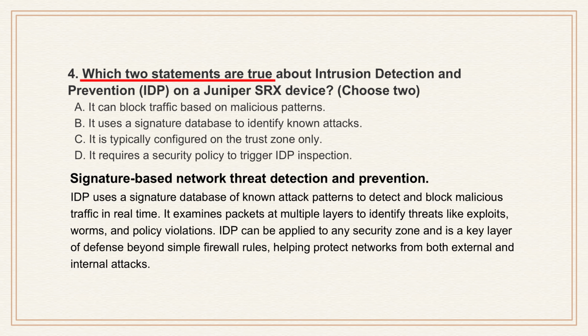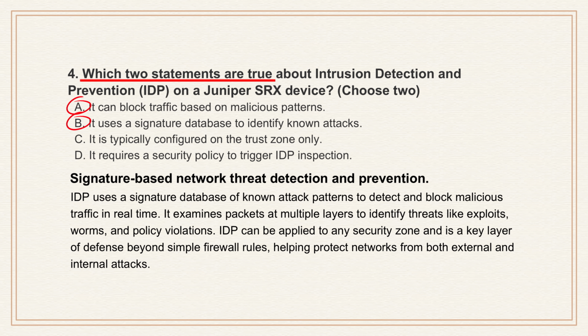So IDP is indeed powerful. The 2 true statements are, 1, it can block traffic based on malicious patterns it detects. Okay, so it's prevention, not just detection. Right, it can actively intervene. And 2, it primarily uses a signature database to identify known attacks. Signatures, like digital fingerprints for malware or exploits. Yes, exactly. Juniper maintains a huge database of these signatures, constantly updated, covering known vulnerabilities, malware communication patterns, protocol anomalies, things like that. When traffic matches a signature, IDP triggers an action.